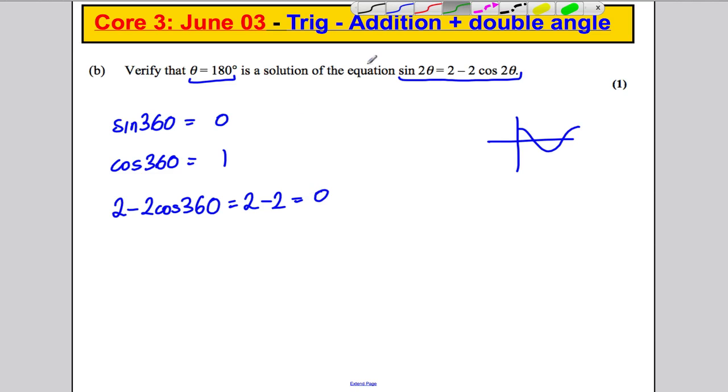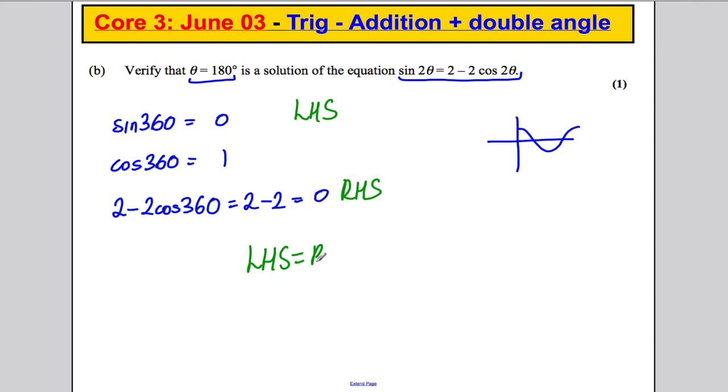So we have, this is our left hand side, this is our right hand side, left hand side equals right hand side, and they both equal 0. So you know 180 is a solution.